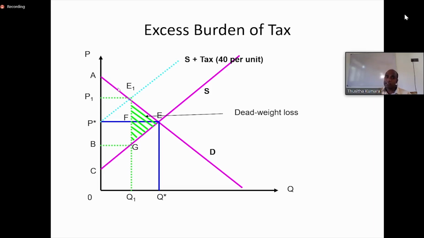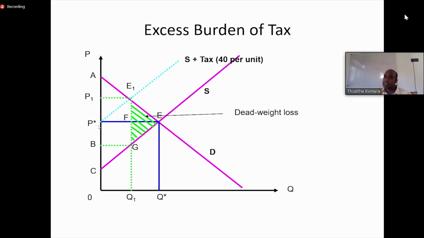Producer surplus, remember always, it is P1, E1, P star. This is the new supply curve. This is the demand curve. This is the equilibrium. So above the equilibrium, we get the consumer surplus, which is A, E1, P1. And below, we get the producer surplus, P1, E1, P star. Right? Remember, that is the producer surplus after tax. After tax, the producer surplus will be P1, E1, P star.